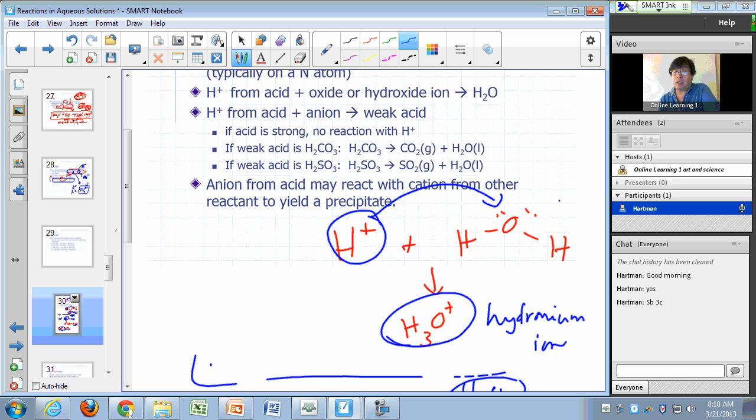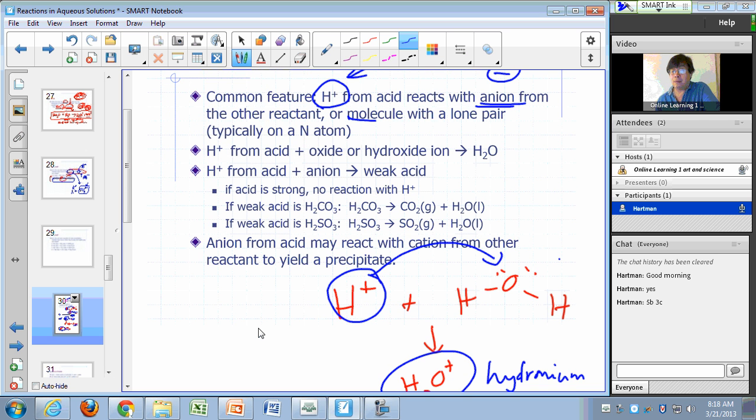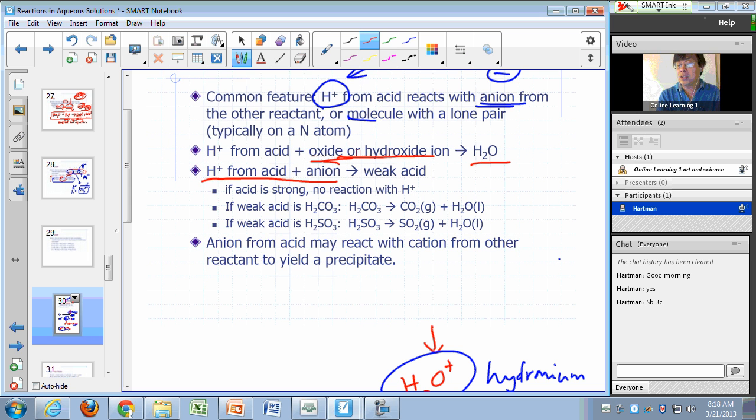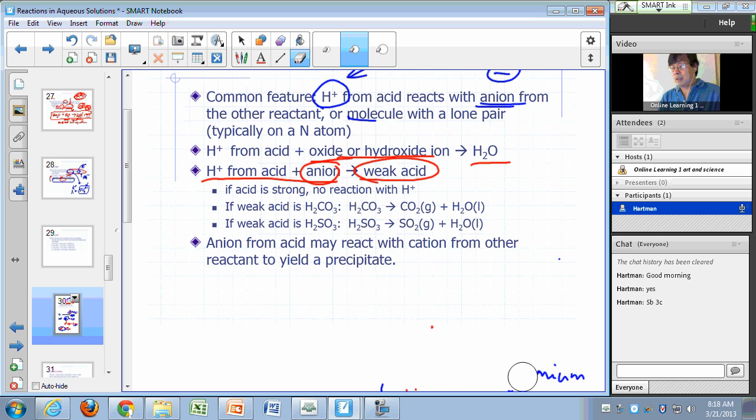So typical reactions of acids in water, like I said, involve H plus combining with a negative ion to give you water if the negative ion happens to be oxide or hydroxide, or if you have another source of negative ions, the H plus plus the negative ion can give you a weak acid molecule. Now, if the acid that you get when combining the H plus with the anion is strong, then you're not going to get a reaction, because strong acids will not persist in water.